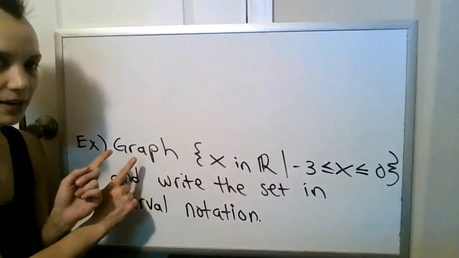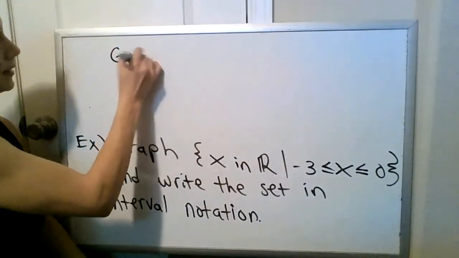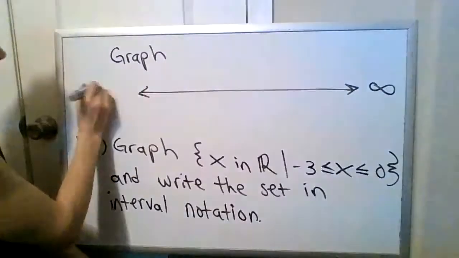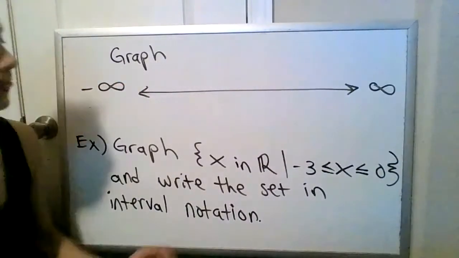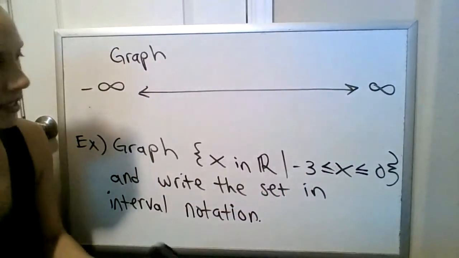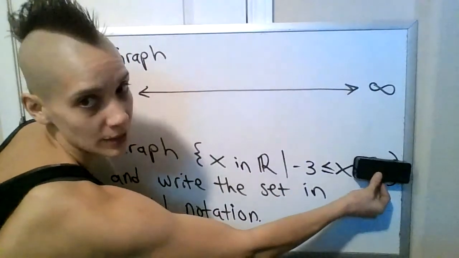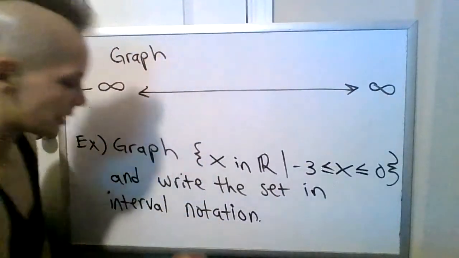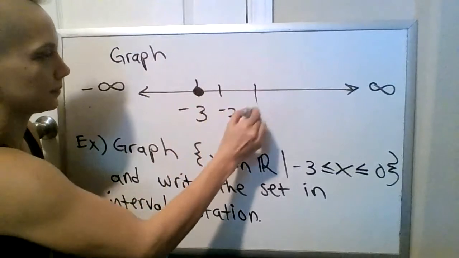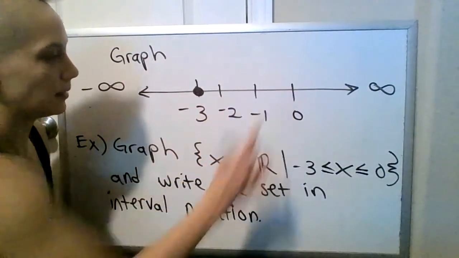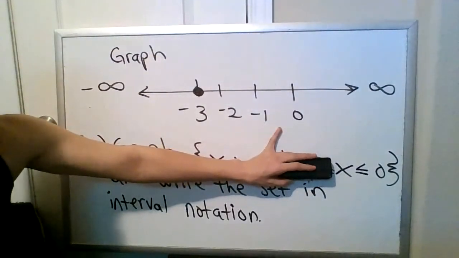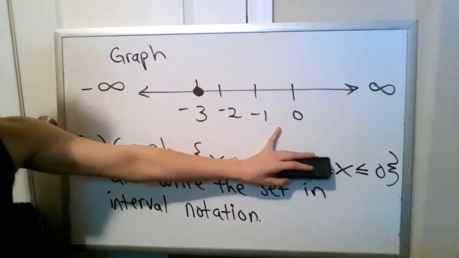So you start out with your graph of a number line. We need to plot -3 and 0. And when we do that, we're checking out this piece here. -3 less than or equal to x means there's a solid circle over that number. Make my way over to 0 and also look at x less than or equal to 0. Means we need a solid circle over 0.